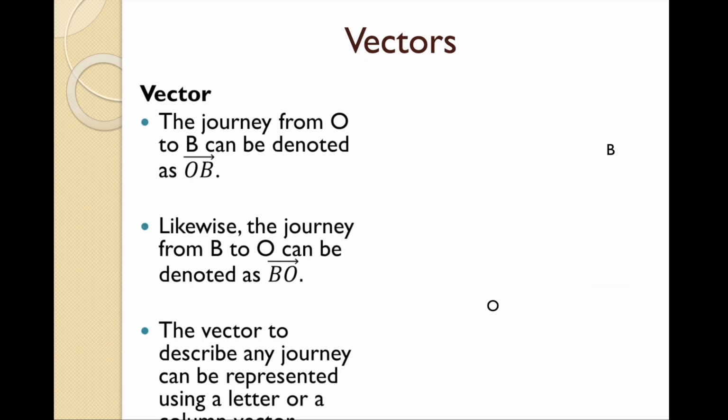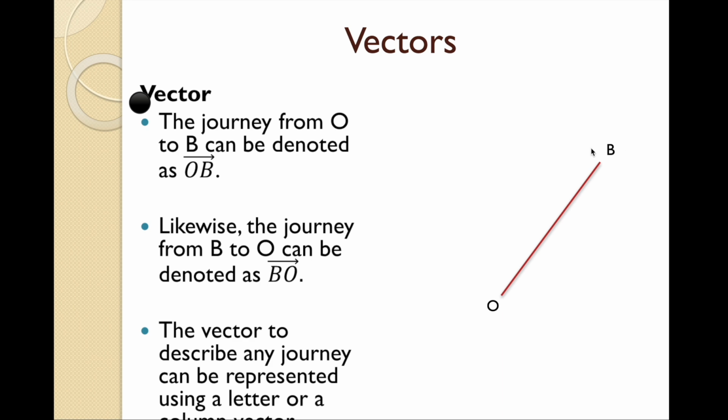Y'all follow that? When we talk about vectors, we usually have a journey from one point to the next point. In this case, we have a journey from O going to B. If we're talking about a journey from O to B, we can refer to that as OB, with this fancy arrow at the top. This fancy arrow at the top is what denotes it as the vector. So here is OB. I'm going from O and I'm ending at B. I have this arrow at the top.